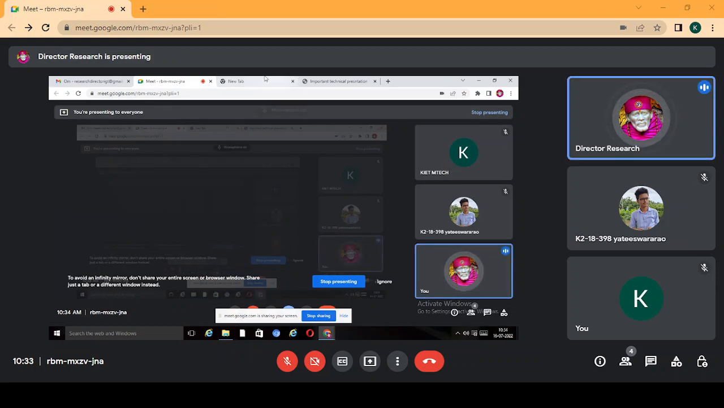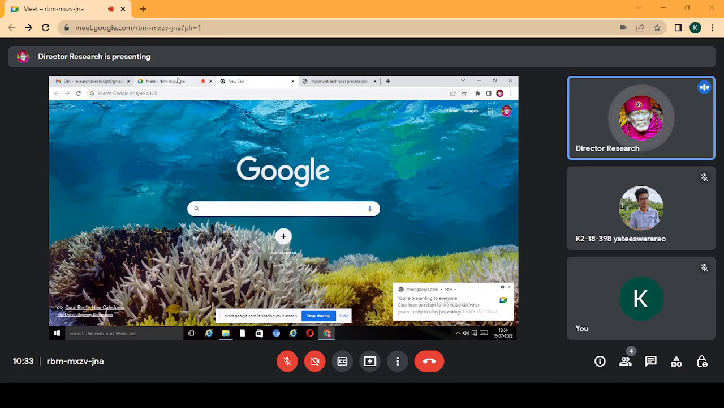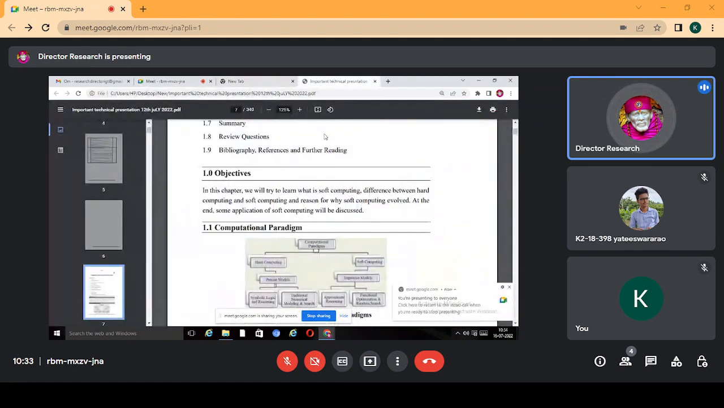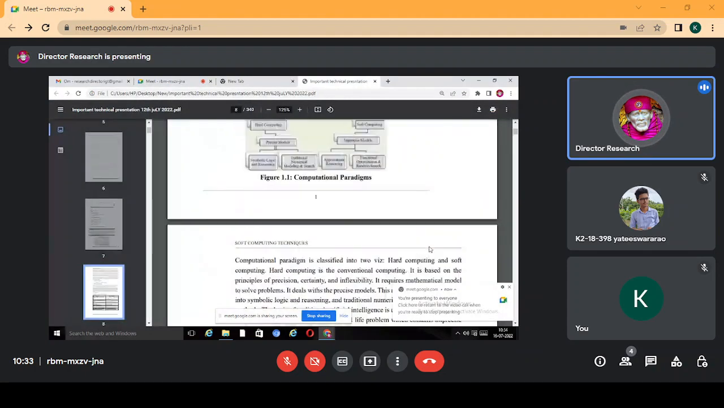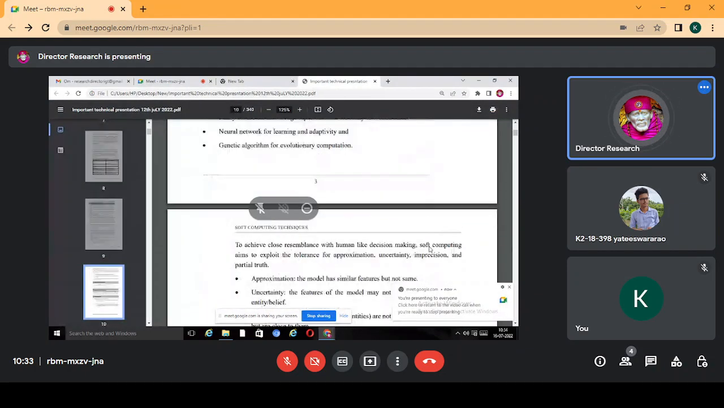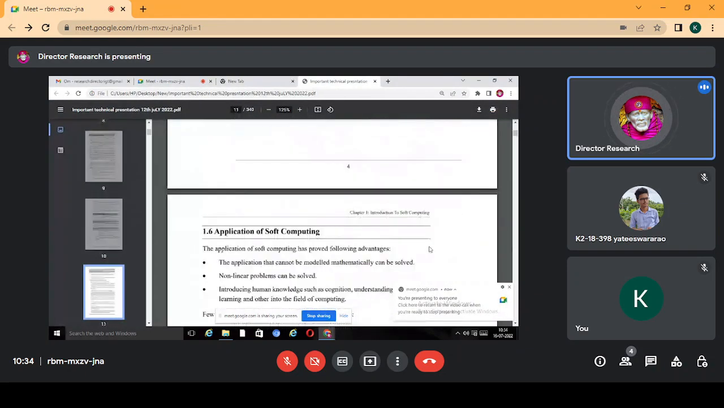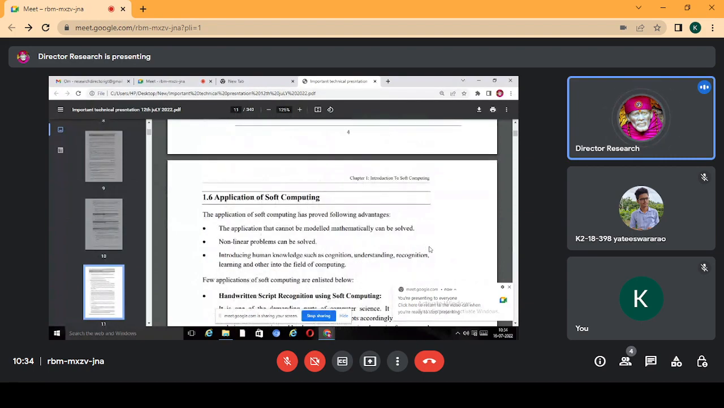The continuation here, the important one is introduction to soft computing, and that is very important from the examination point of view also. Applications of soft computing. Okay, so in the same way we should write in examination style as well.